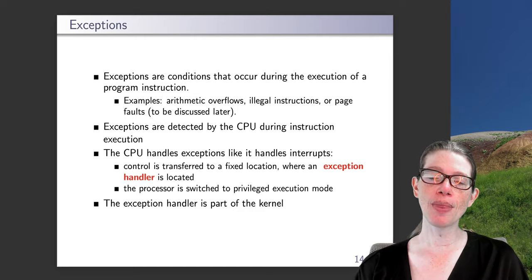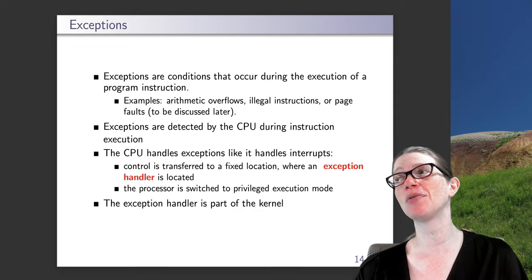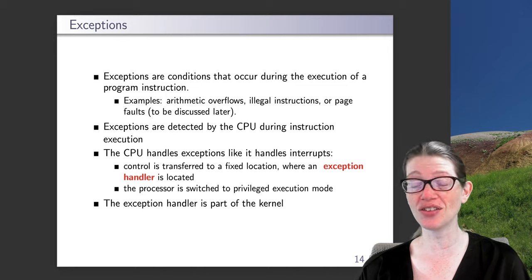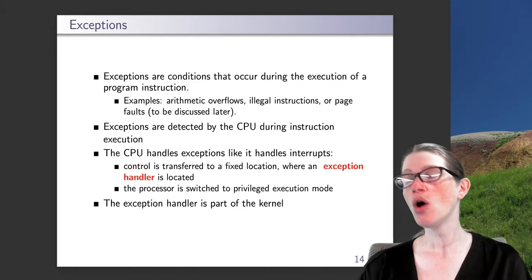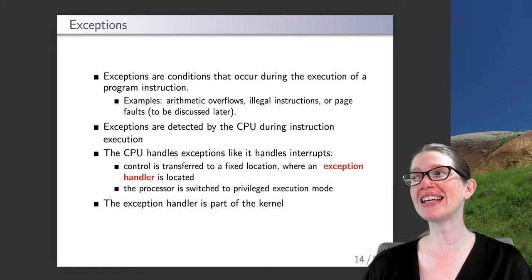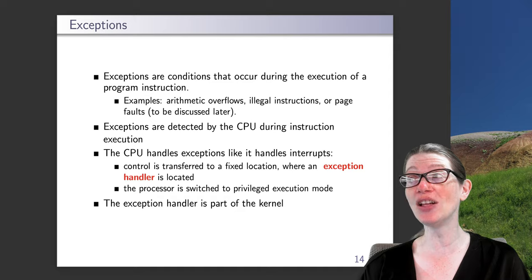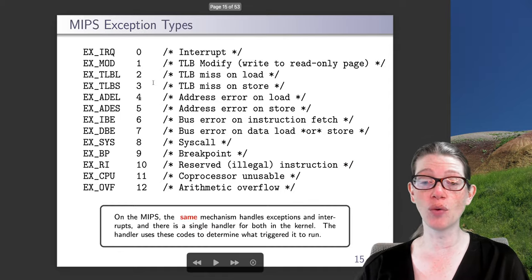How exceptions get handled by the CPU is pretty much identical to how the CPU handles interrupts. When we receive the exception, we are going to switch into a privilege mode and then ask the kernel to run an exception handler to figure out and deal with it. And this is what we're going to take advantage of to ask the kernel to do work for us.